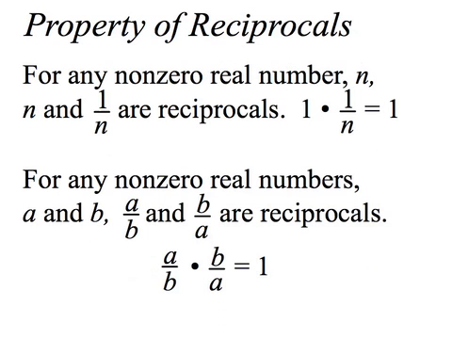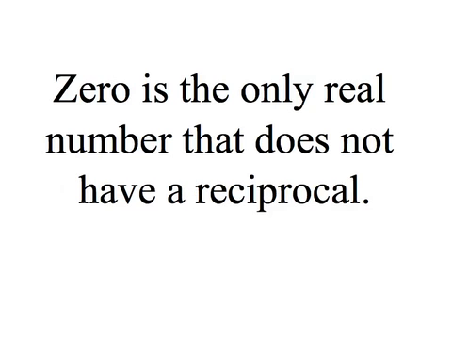Here's the property of reciprocals. For any non-zero real number, n and 1 over n are reciprocals. 1 times 1 over n is equal to 1. For any non-zero real numbers a and b, a over b and b over a are reciprocals. A over b times b over a is equal to 1. And 0 is the only real number that does not have a reciprocal.